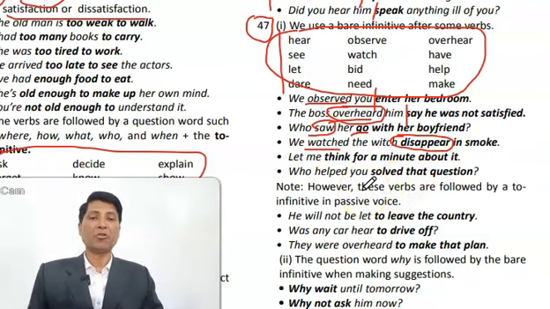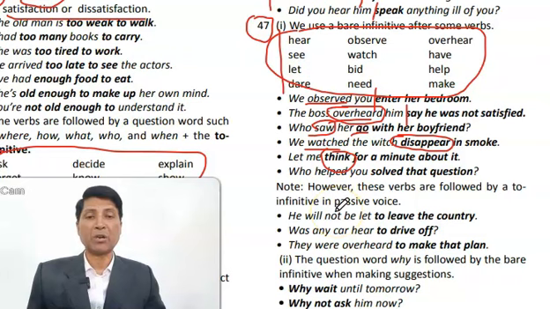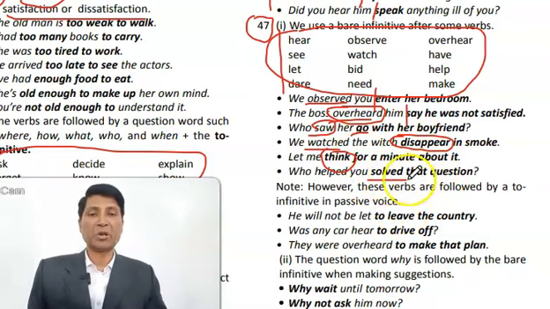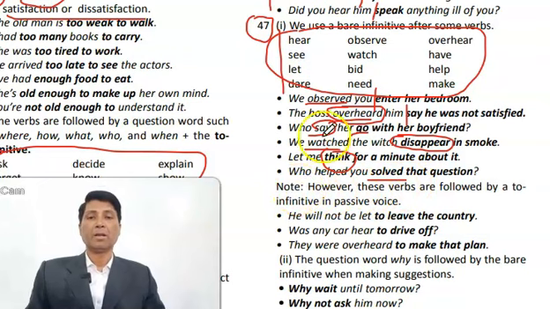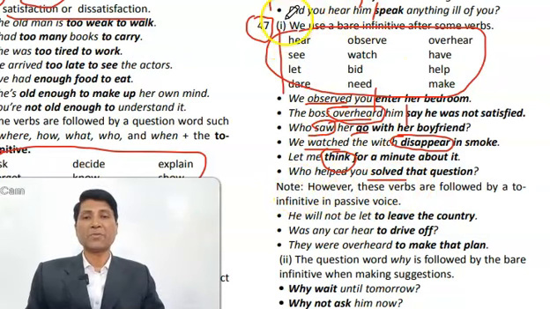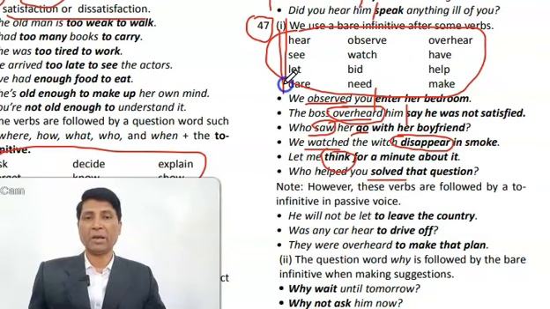Let me think for a minute about it. So let is also followed by a verb which is without to. And who helped you solve that problem? This word should be solve, not solved. You may rectify it. It is a mistake here. So when these verbs are used in sentences, they are followed by a bare infinitive.